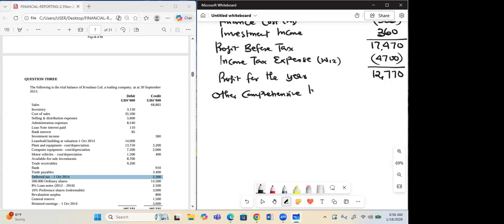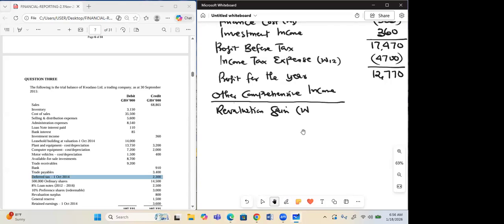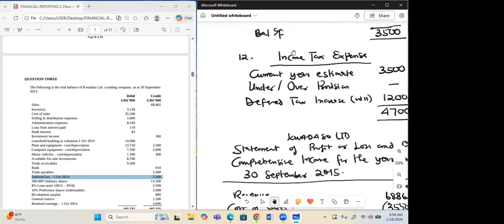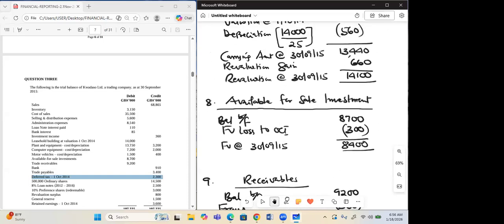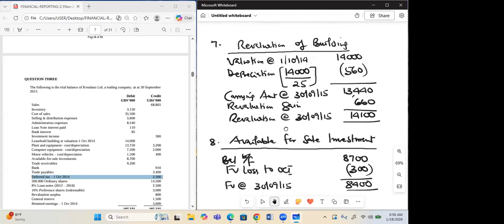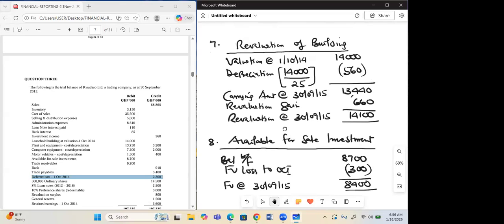This time, the other comprehensive income items: remember, we have a revaluation gain. There was a revaluation gain on land and on the building, which we worked in working number 7, 660. Then working 8, fair value loss to OCI, 300.